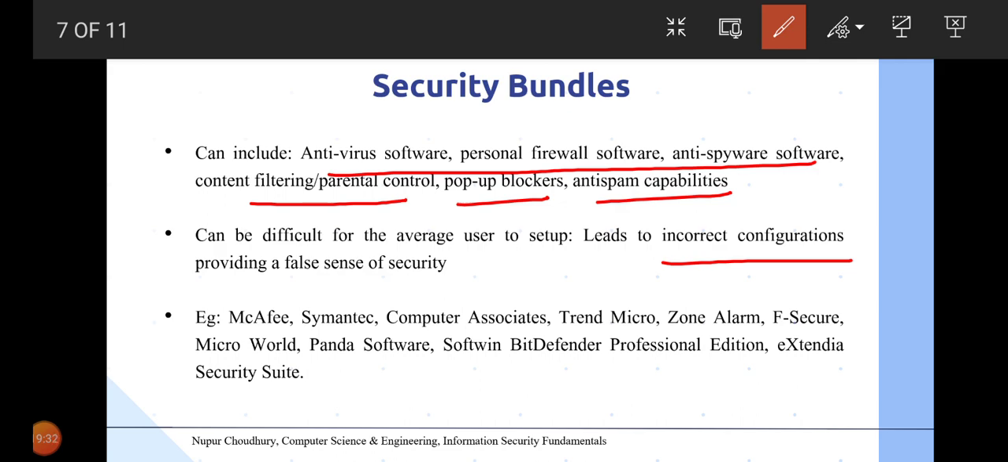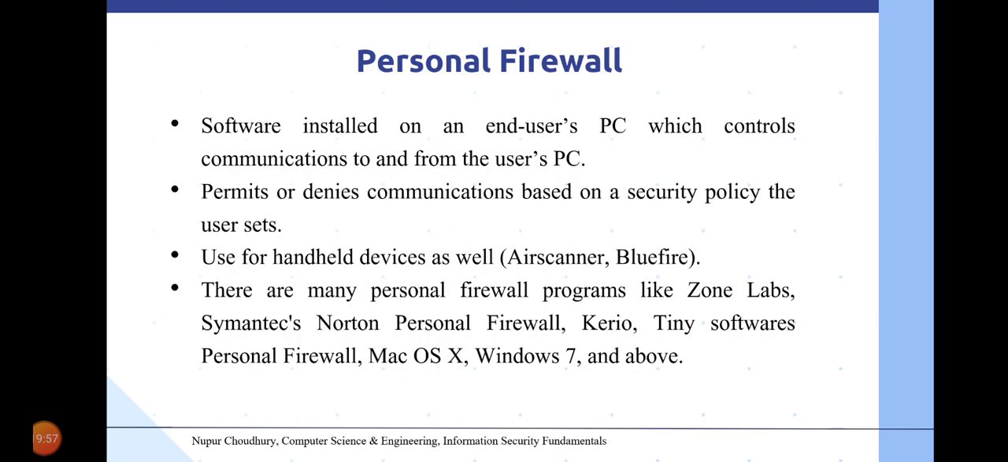For example, McAfee, Symantec, Computer Associates, Trend Micro, Zone Alarm, F-Secure, Microworld, Panda Software, Softwin, Bitdefender Professional Edition, Extendia Security Suite, all those software basically provide the security bundles which are capable of addressing different types of vulnerabilities. The next we'll talk about is a personal firewall.